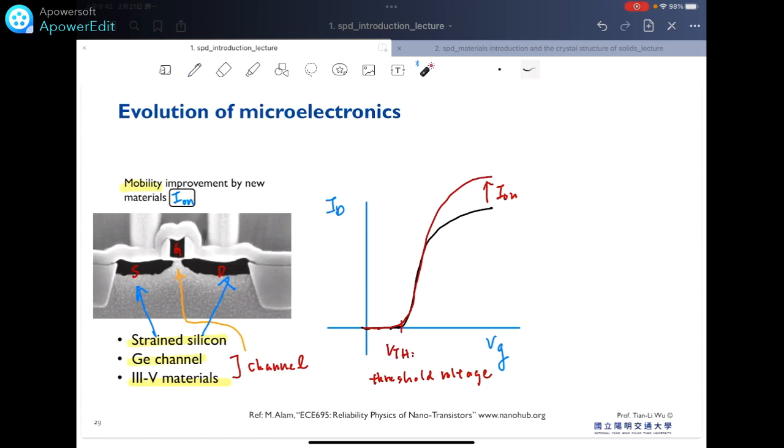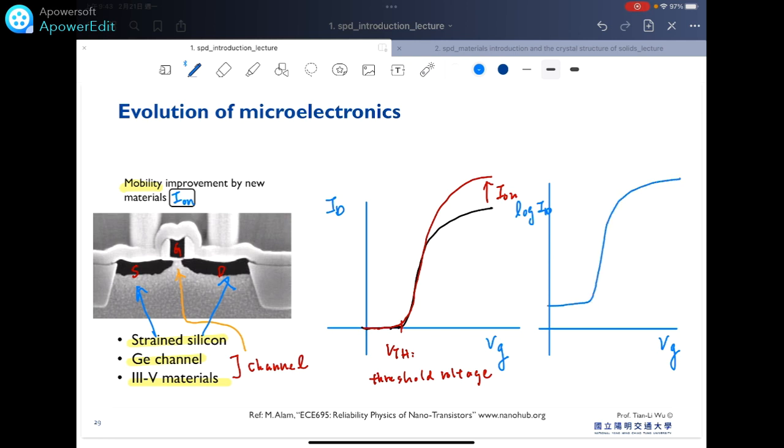So let's go back to this slide. As I said, this is a linear drain current versus a linear gate voltage. But for engineering analysis, we often replace this with a log scale. So this is log drain current versus the linear gate voltage. If we plot the log drain current, you will see the characteristic now becomes this way. And the purpose of the new device is always to improve the I-on here. Another thing to consider is I-off, which is the off-state current here.